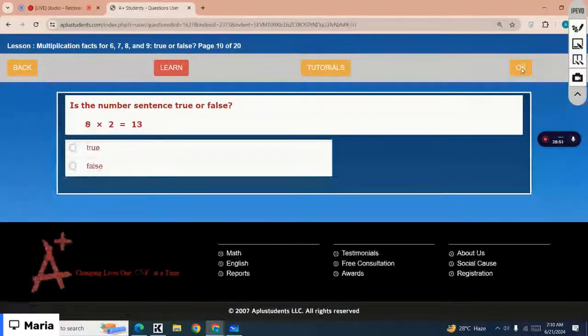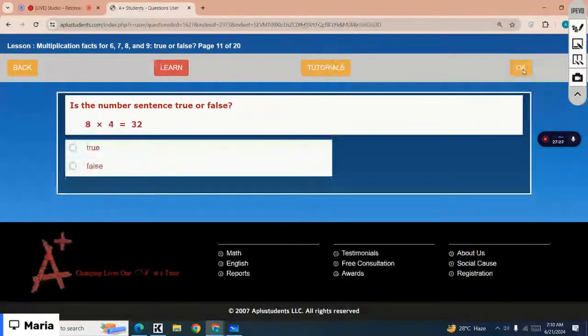Is the number sentence true or false? 8 times 2 equals 13. False it is, right? 8 times 2 is 16, not 13. So false it is.